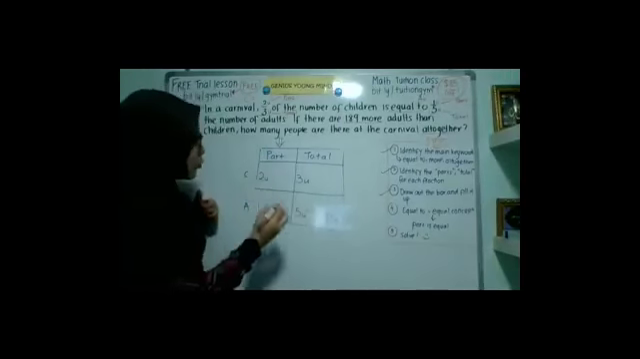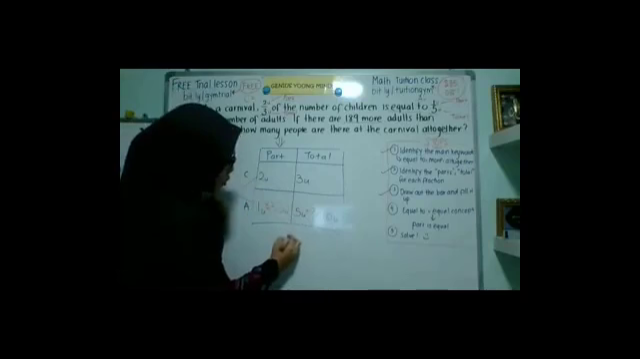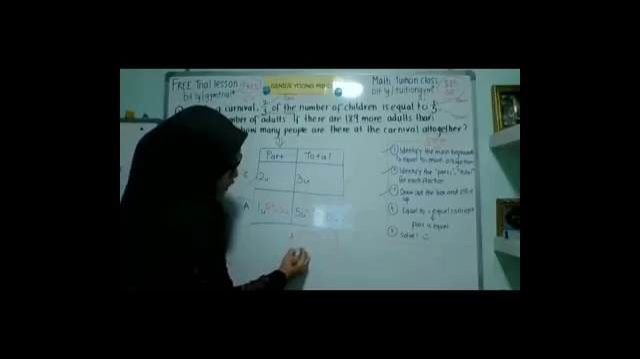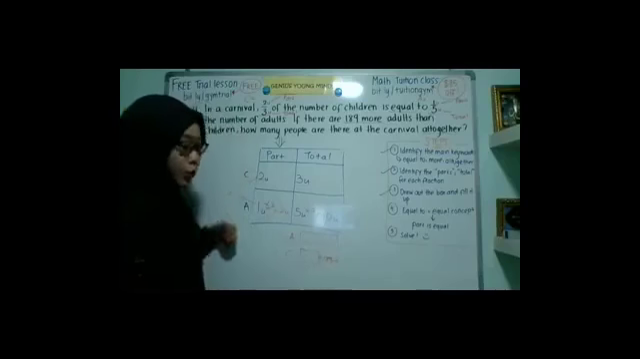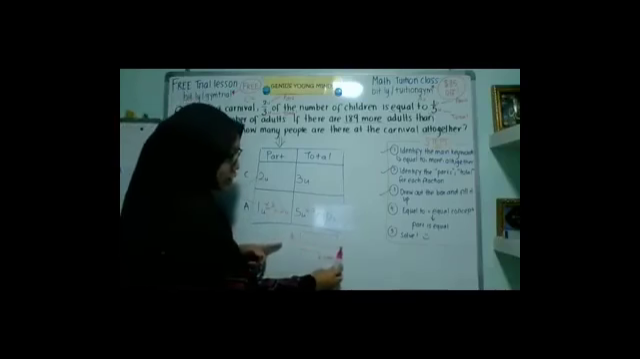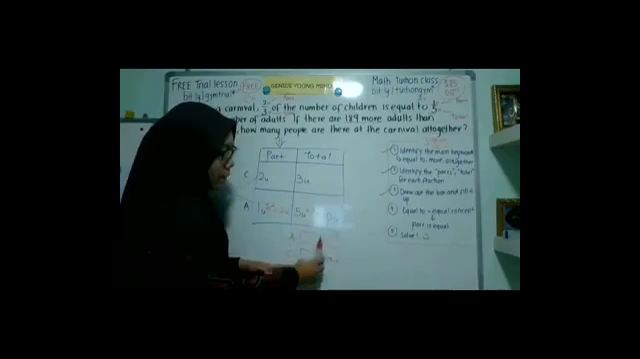If I were to draw out my model, I have my adults and my children. There are 189 more adults than children. It will be like that. The extra part here is 189. So you can see that if I compare the total number of adults and the total number of children, the adults have 189 more.